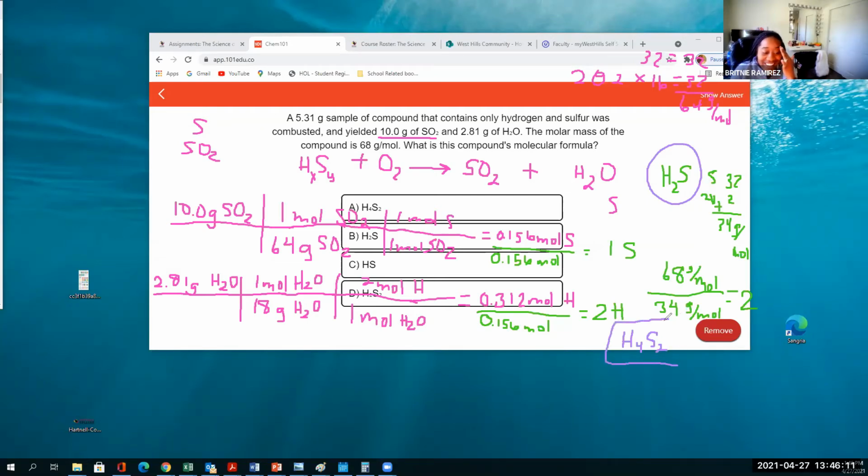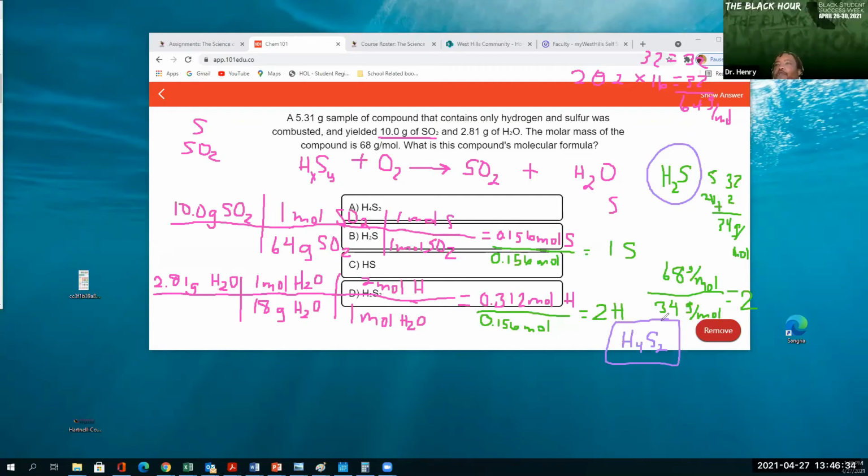What was that? I said the steps. I get to the H2S and I'm like, oh yeah, I got it. I'm there. And then I'm like, why is it wrong? I need to notate the step to solve it.